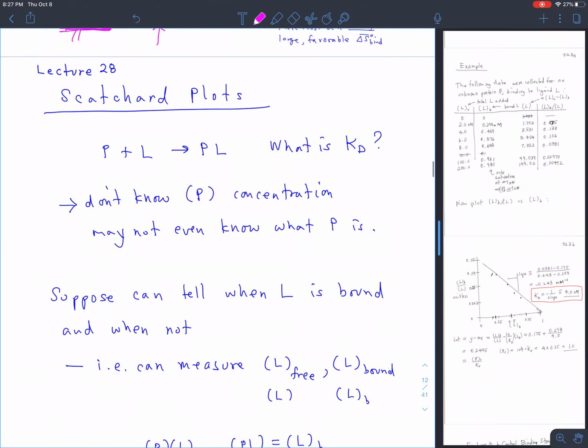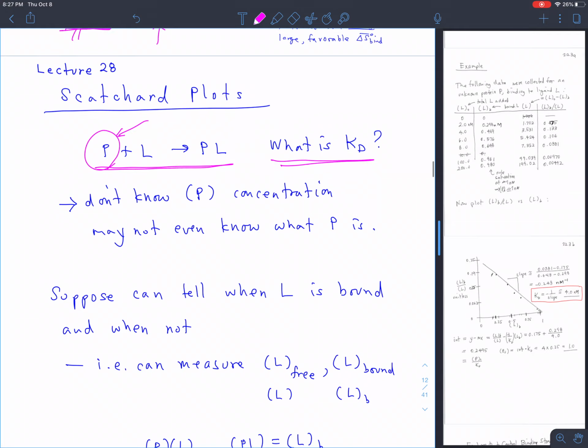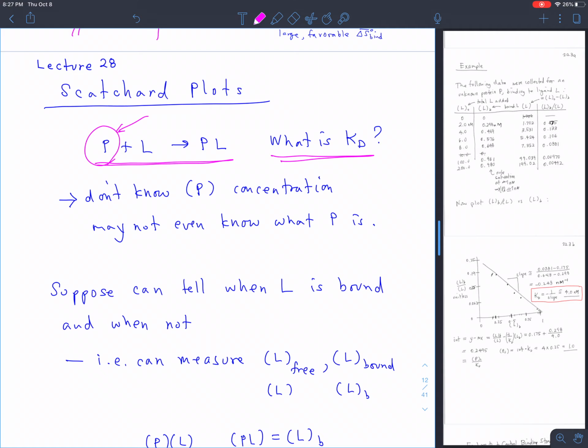All right, that leads us to the next topic, which is scatchard plots or scatchard analysis. In very many cases, you have some sort of binding reaction like this, and you want to know what the KD is. But in biological settings, you very often don't even know what the binding protein or the binding molecule is, let alone what its molecular weight or what its concentration is. If you hardly know anything about it at all, can you still get the KD?